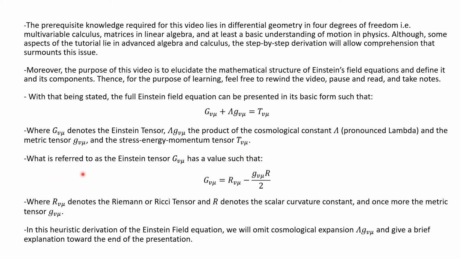What is referred to as the Einstein tensor, right here, has a value such that, as we see here, where this figure denotes the Riemann or Ricci tensor, and R denotes the scalar curvature constant, and once more the metric tensor, as we see here. In this heuristic derivation of the Einstein field equation, we will omit cosmological expansion, this figure here, and give a brief explanation towards the end of the presentation.